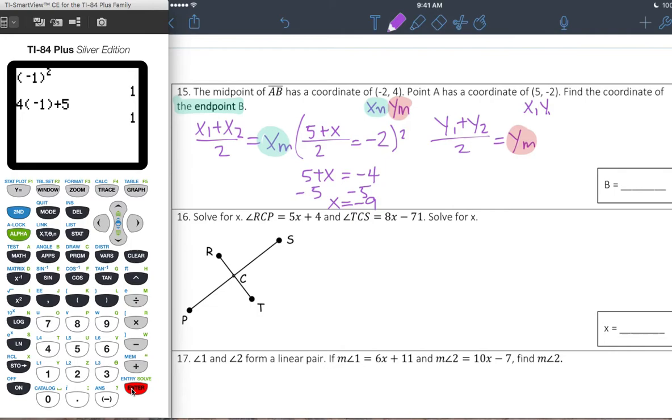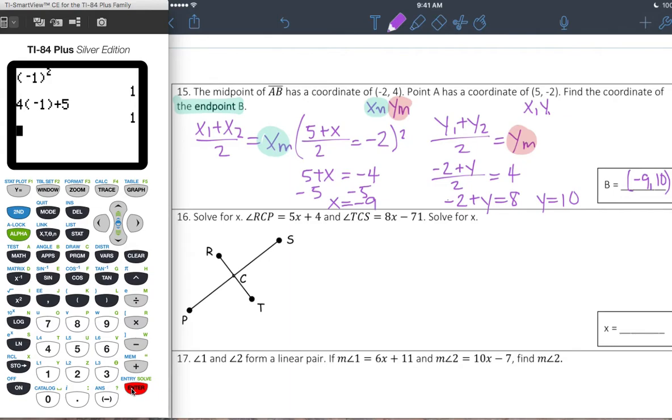Sorry for the small work. Then we're going to have y1 is -2 plus our unknown y over 2 equals our y midpoint, which is 4. We have to multiply both sides times 2. So -2 plus y equals 8. We're going to have to add 2 to both sides, so y equals 10. So our missing endpoint is -9, +10.